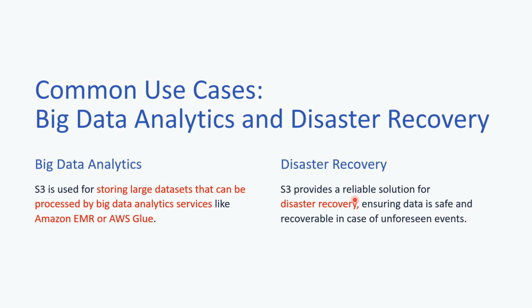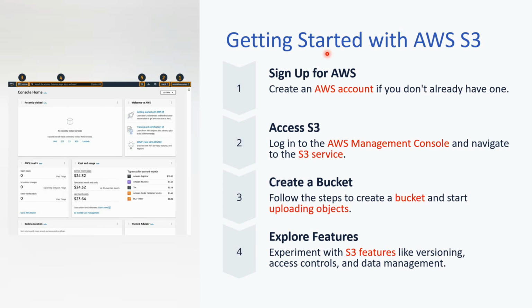Disaster recovery. S3 provides a reliable solution for disaster recovery, which ensures data is safe and recoverable in case of unforeseen events. Getting started with AWS S3. Create an AWS account if you don't have any AWS account. Log into AWS Management Console and navigate to S3 service and follow the steps to create the bucket and start uploading the objects. Then experiment with S3 features like versioning, access controls, and data management.